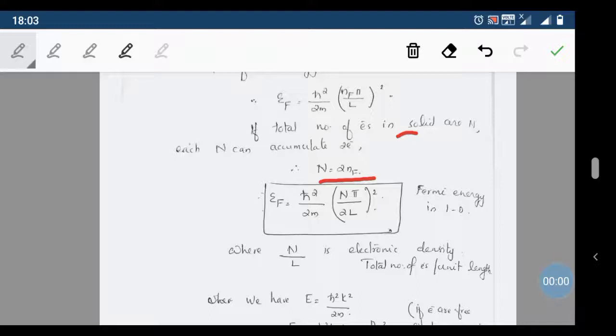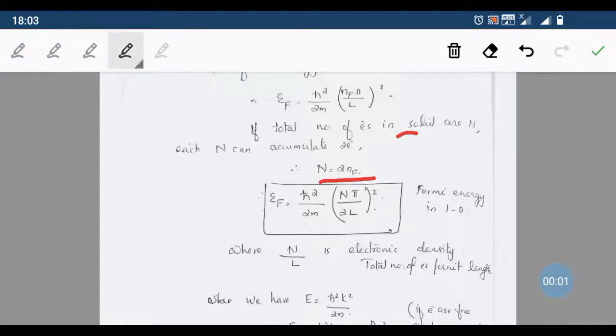In this video we can start from this expression, that is we have the expression for EF as ħ²/2m into (nF π/L)², where nF is the Fermi level, n corresponds to the Fermi level. So what we can see is that if each n state is occupied by 2 electrons, then N and nF are related by this equation. N is equal to 2nF.